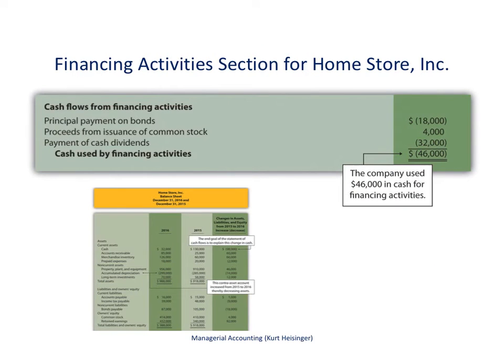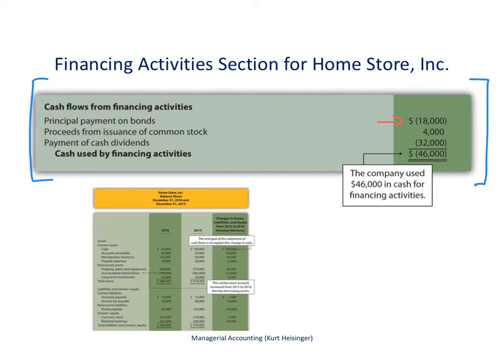So what you see here at the top of this slide is the financing activities section of the statement of cash flows. This would appear right after the investing activity section. I'm going to show you the whole thing at the end, but we're piecemealing it right now. This is the financing activity section for Home Store Inc. And I have the balance sheet at the bottom here, so we can tie it back to that if you like. It shows us that the company paid principal payments on bonds of $18,000.